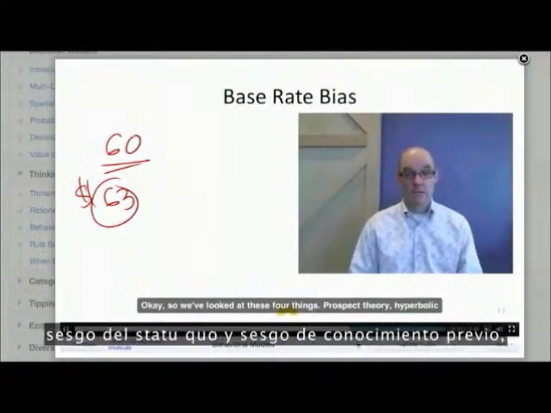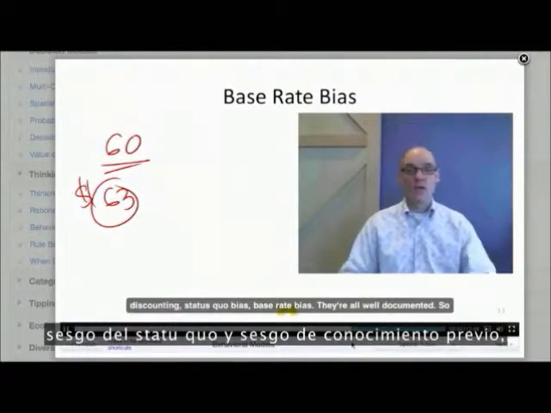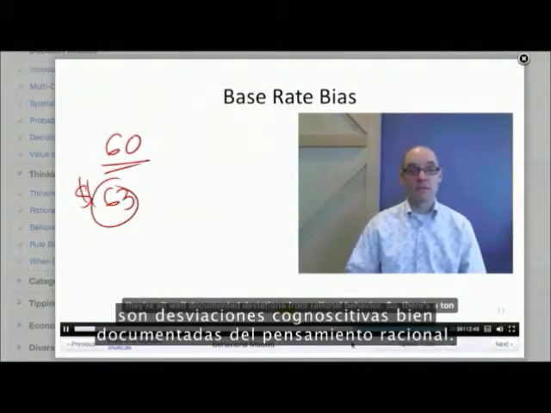Prospect theory, hyperbolic discounting, status quo bias, base rate bias, they're all well documented. So they're all well documented deviations from rational behavior.